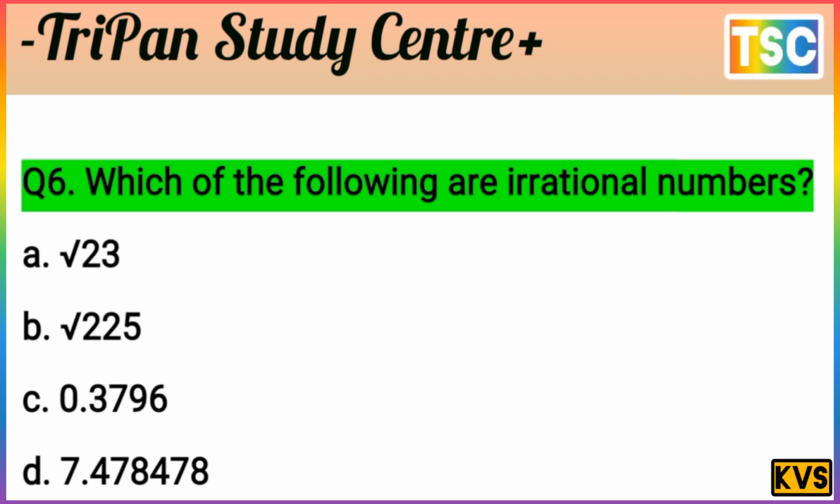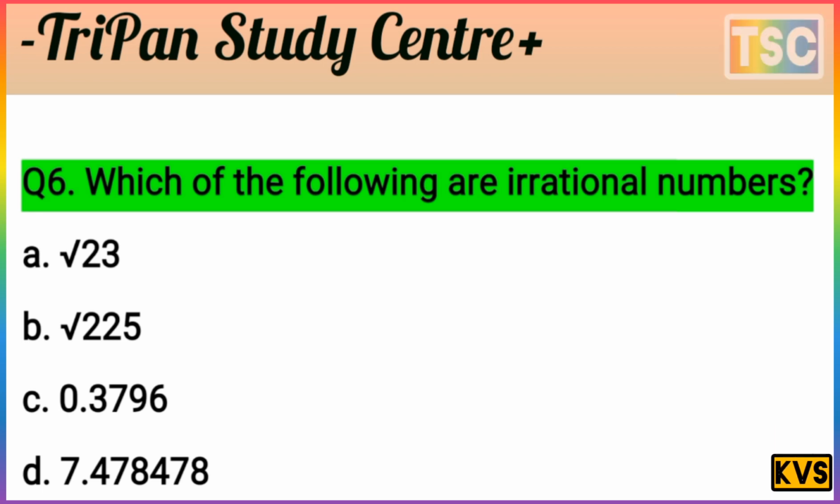Irrational number means the digits are non-terminating and non-repeating; the number keeps going without a pattern. First of all, understand that. I take the D option. In D you see 478, 478 and 478 repeating, a similar pattern, so it is not an irrational number. And C is 0.3796, which ends with 6, so C is also not an irrational number.